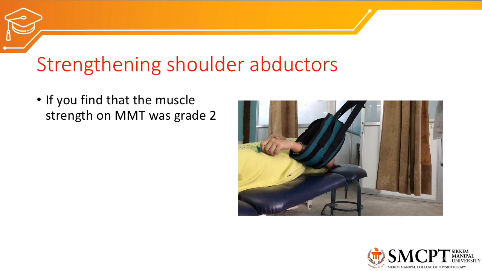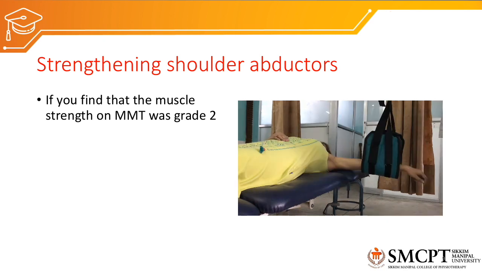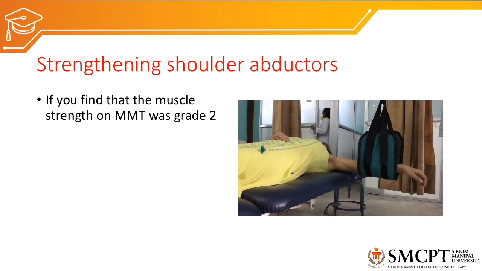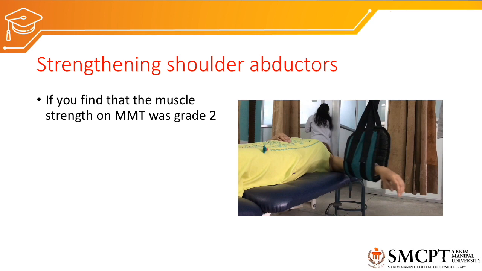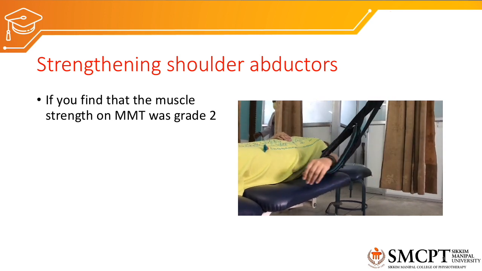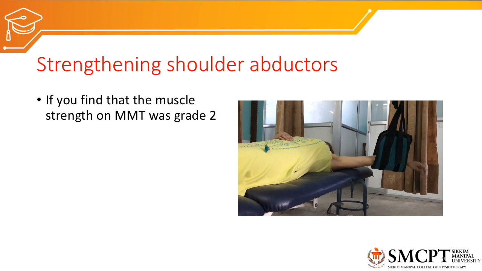So here is how the patient will perform abduction while it is being supported on the sling. The patient can comfortably perform abduction if it is grade 2 while it is suspended on the sling. The patient will perform 10 repetitions, and after 10 repetitions of abduction we will give a rest interval. Once the patient gains strength, that is if the patient finds it very comfortable to perform abduction while the arm is being supported on the sling, then we'll progress to active assisted exercises.